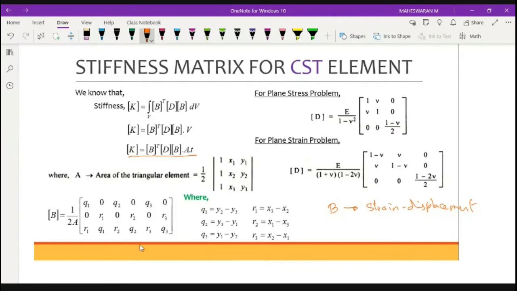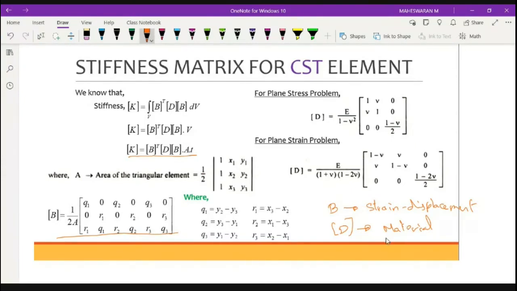And the B matrix is also mentioned here, which is 1 by 2A of Q1 0, Q2 0, Q3 0, similarly 0 R1, and so on. You also know the values of Q1, Q2, Q3, R1, R2, R3, right? After that, you also identify the D matrix. The D matrix is the material property matrix or constitutive matrix. So there are different names for this D matrix.